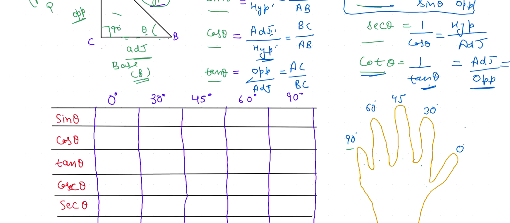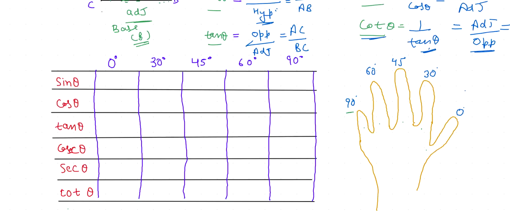Next, we have to find the values for sine 0 degree, 30, 45, 60 degree, and 90 degree, and for the other ratios: cos 0 degree, 30, 45, 60, and 90. Similarly for tan theta, cosecant, secant, and cot theta. Then how will we find the values for these angles? We have to remember the values, or there is a trick to learn them.